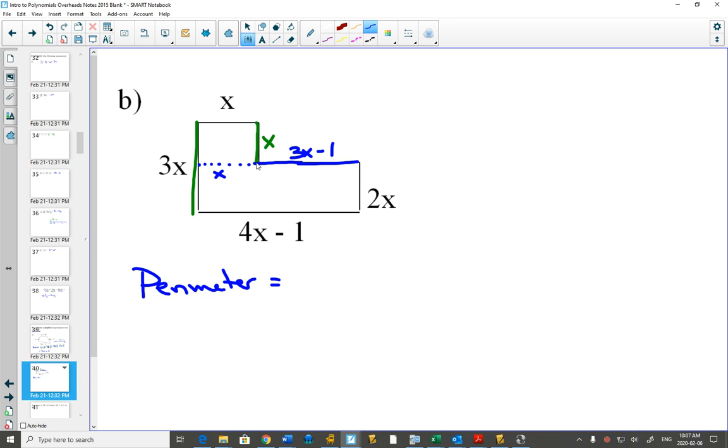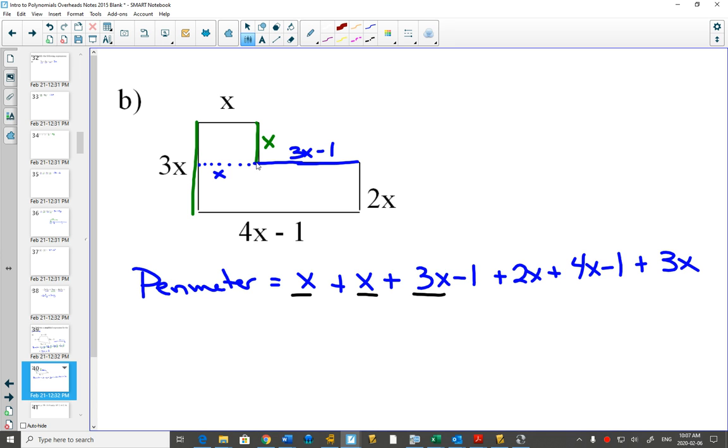And now we can say our perimeter will be equal to, add them all up, x. I'm going to start at the top, plus, and go around clockwise. x plus 3x minus 1 plus 2x plus 4x minus 1 plus 3x. Like terms, I'm going to underline the x ones in black. Whew, we got a lot of them.